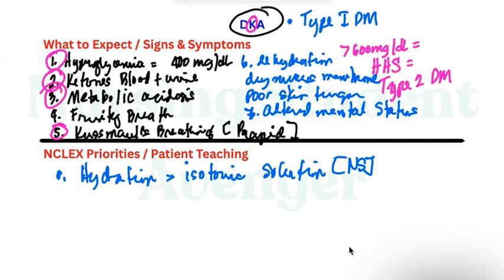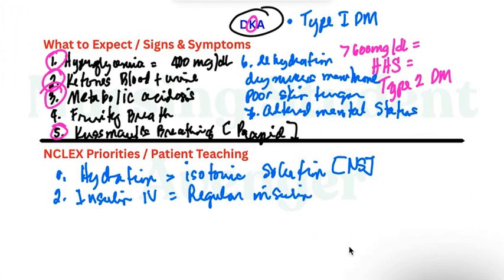Okay, the next step is the administration of insulin. Remember, insulin is the second step, not the first priority. The reason why you want to give fluids first is because insulin is not going to be circulating in the body if you don't have fluids. Remember, your insulin is given in an IV form. And guess what kind of insulin we only give IV? It's what we call regular insulin.